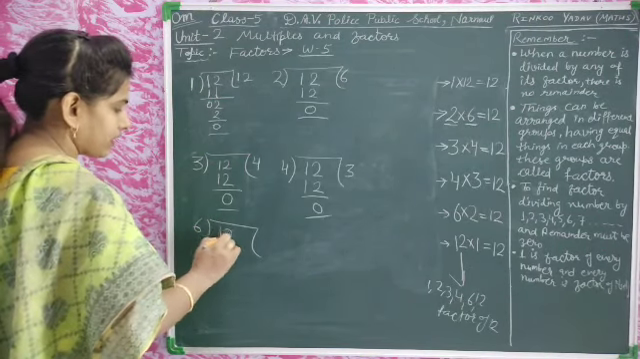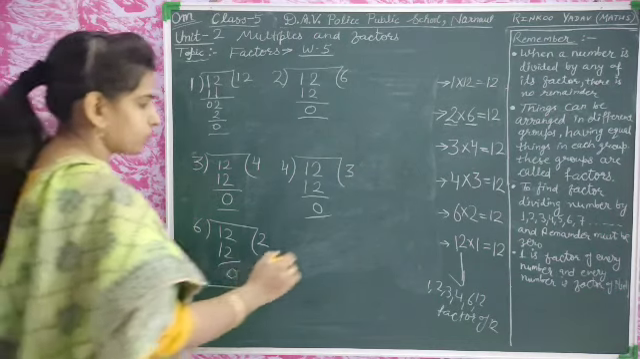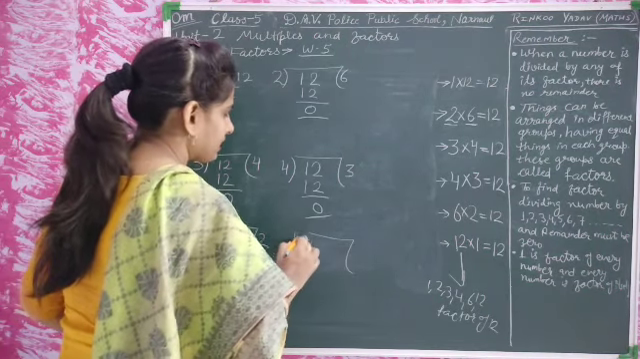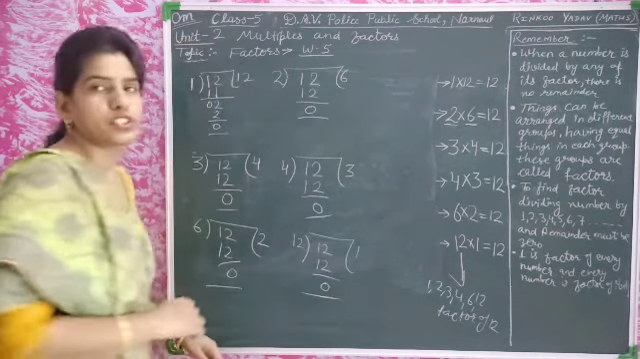Next factor is 6. 6 2s are 12, and the remainder becomes 0. Next factor is 12. 12 1s are 12, and this is equal to 0.